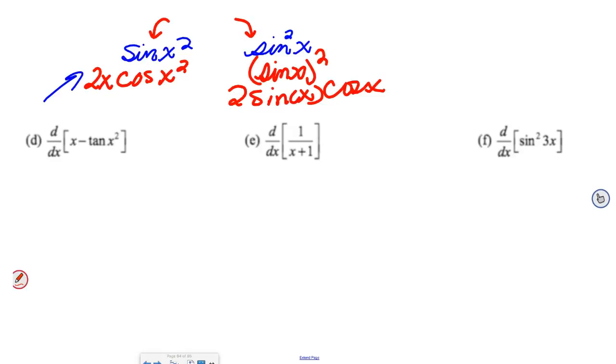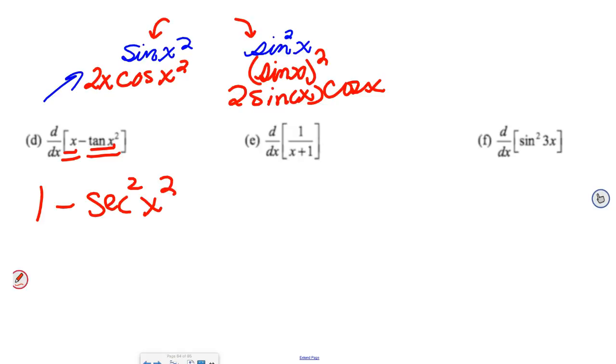So let's go to letter D. What is the derivative of x? 1. What is the inside function? This is a composition of functions. Who's the inside function? X squared, right? Who's the outside function? Tangent. So I do the derivative of tangent first. What's tangent's derivative? Secant squared. Excellent. I leave the guts intact, or the inside function intact.